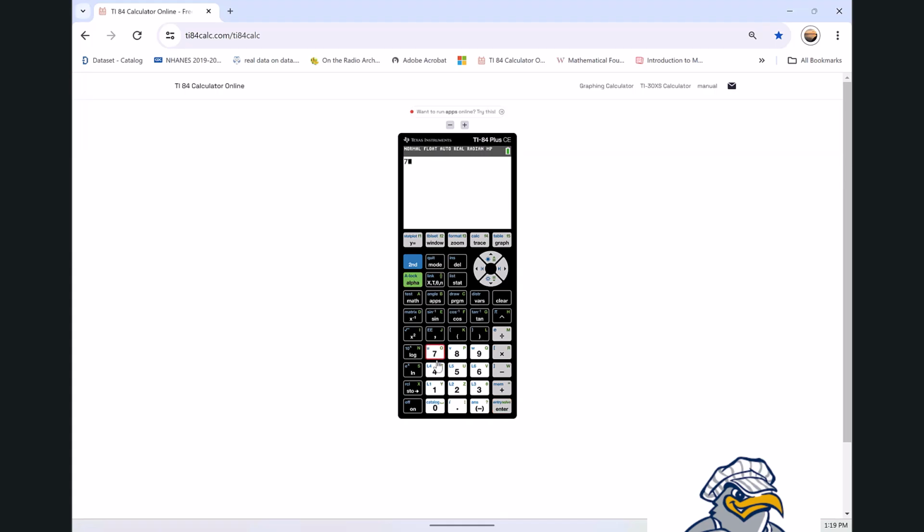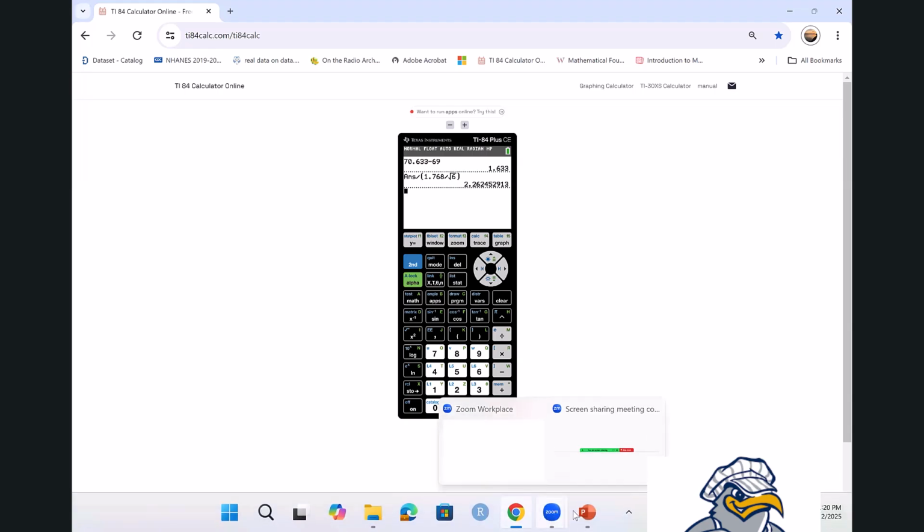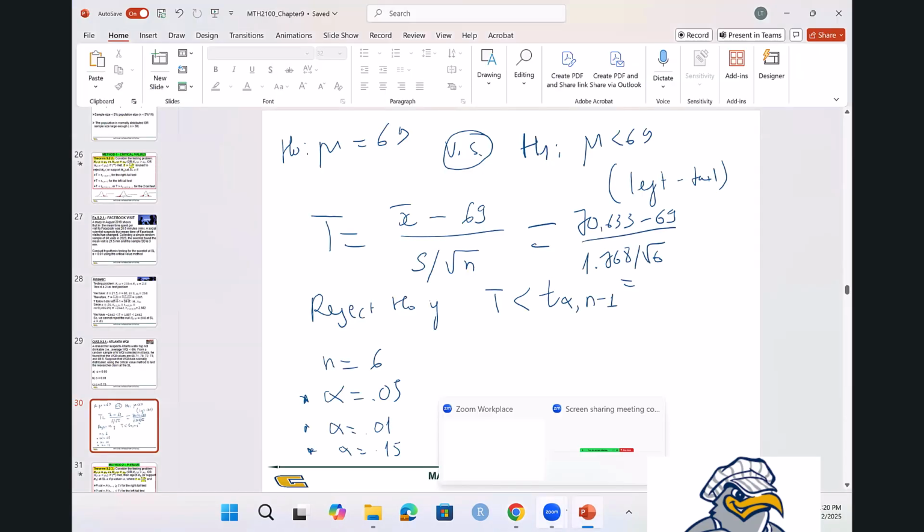So 70.633 subtract 69, divided by S, which is 1.768 divided by the square root of n equals 6. So your test statistic will be 2.262.